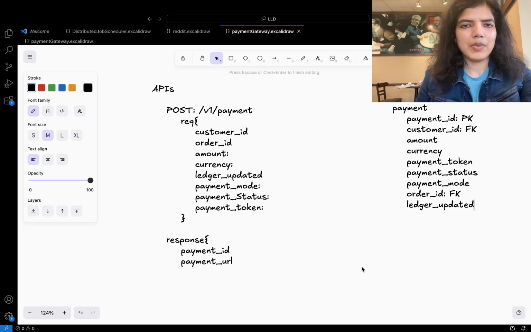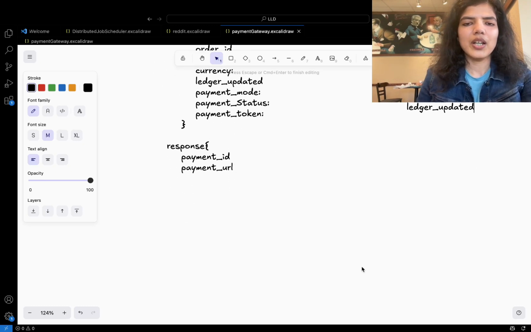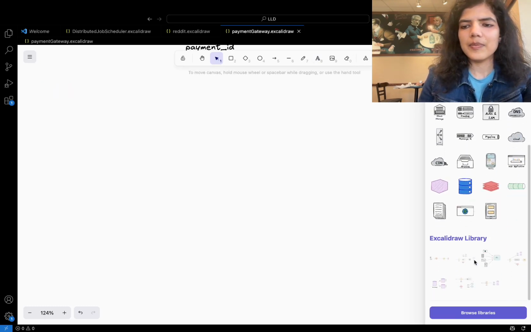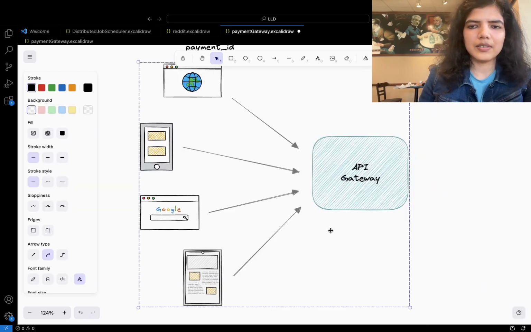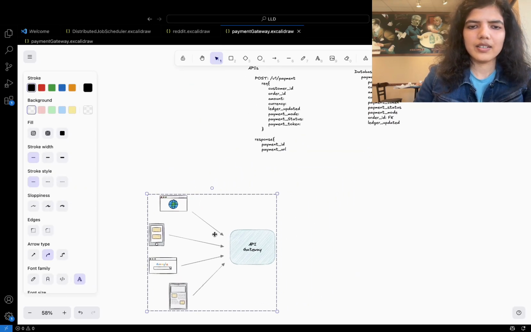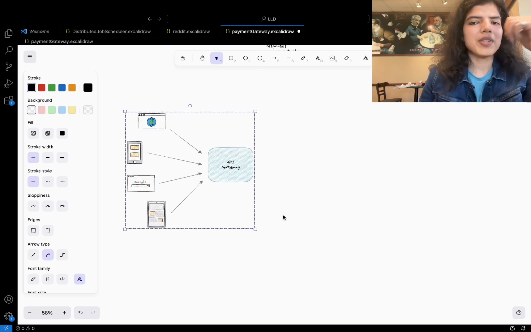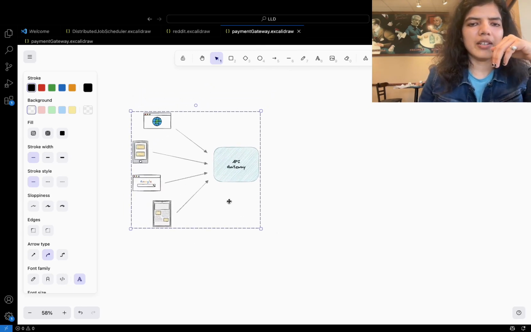Now, once we have the API and the database schema, let's deep dive into our high-level design. So how does our high-level design look like? Let's take a basic component that we have for our system. Here in our system, we'll have an API gateway.